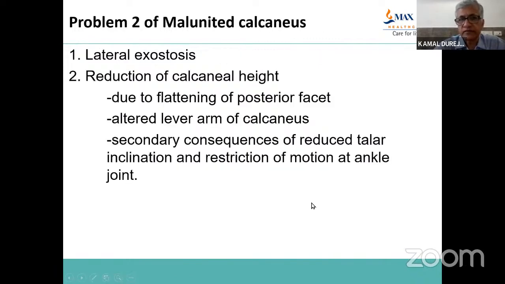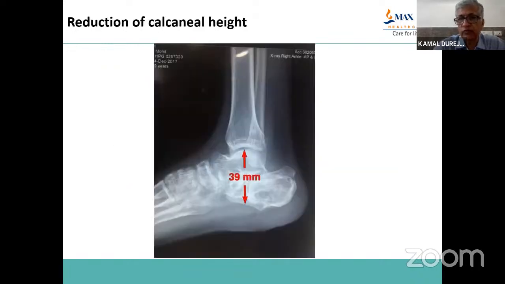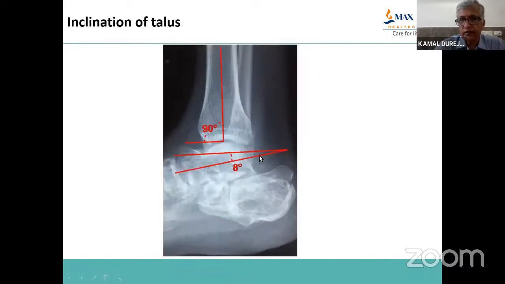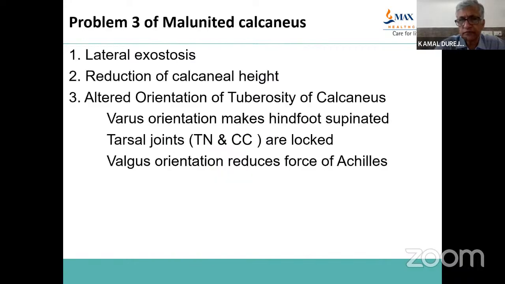Okay. Then the second problem which you look for is the calcaneal height. The posterior facet, which will get depressed and flattened, will change the lever arm of calcaneum and produce secondary consequences on the talar inclination and even the ankle joint portion. As you see here, the talus has become literally horizontal while it has to form an inclination angle of about 18-20 degrees. And see the talar inclination angle here has become 8 degrees. That is also called talar declination.